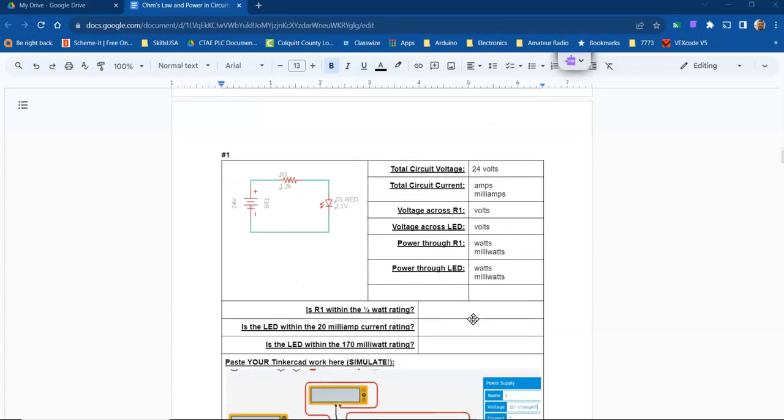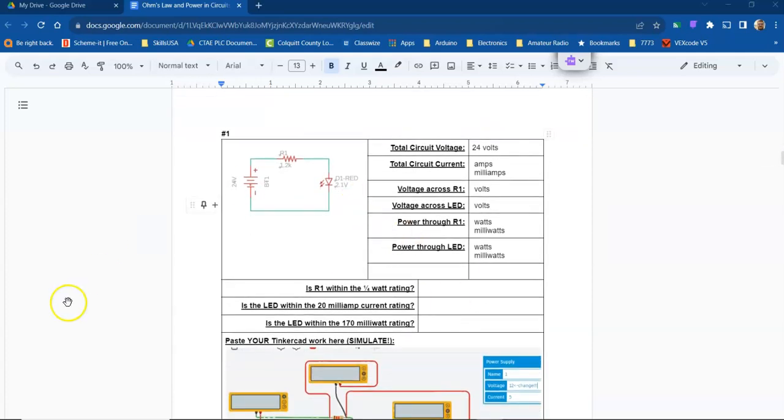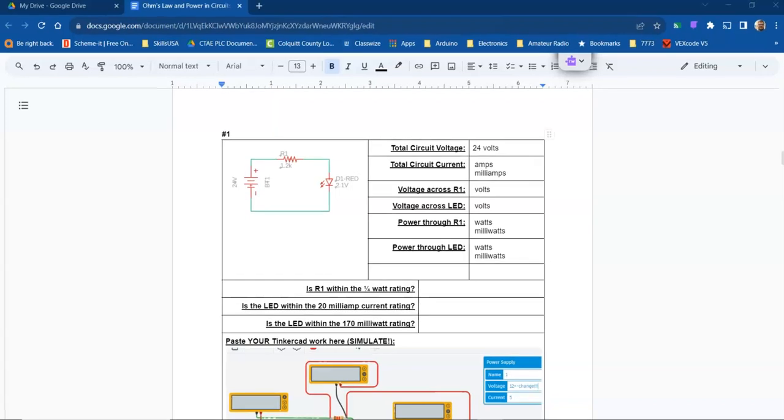So let's go work through this one right here together. Let me get the pencil back. We will suffer through the pencil. The first thing you need to find is the total circuit voltage, which is 24 volts. All I'm asking you to do is write down your voltage. Now, the next thing you're going to have to do is find the total circuit current.